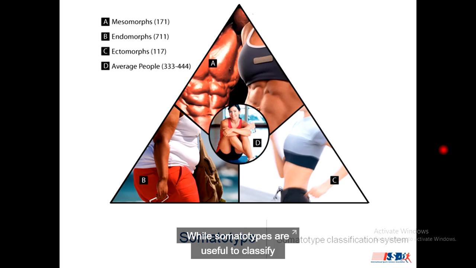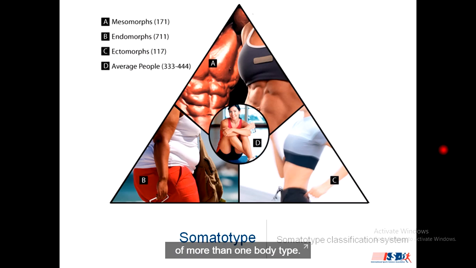While somatotypes are useful to classify a client's starting body type, they are not the end-all. Genetic background neither dooms nor guarantees success in achieving total fitness. Many clients will shift between body types throughout their lifetime, depending on life cycle. Also, many clients have characteristics of more than one body type.